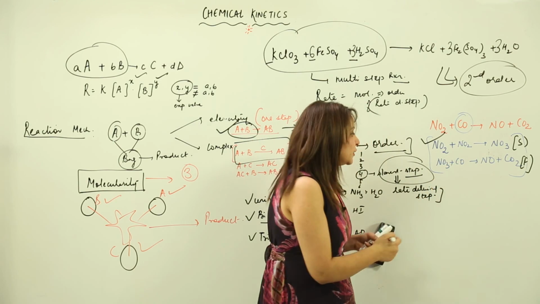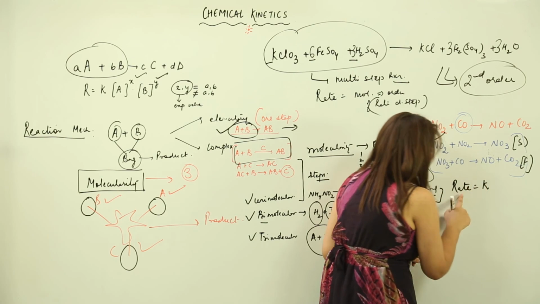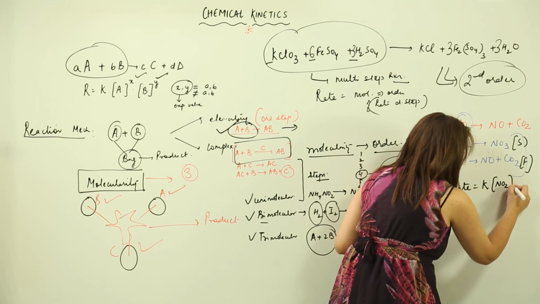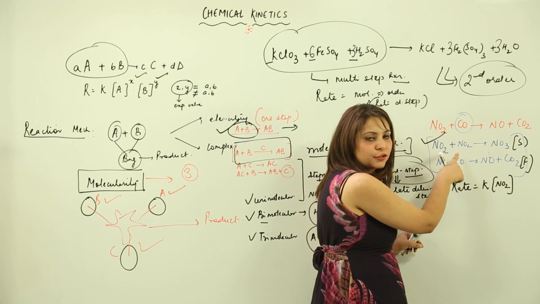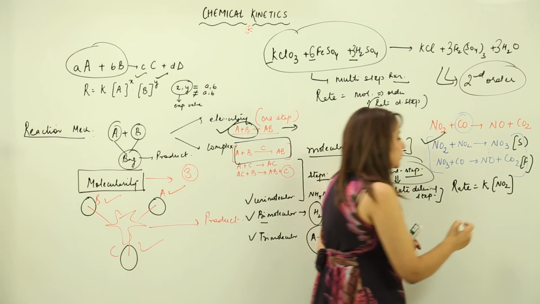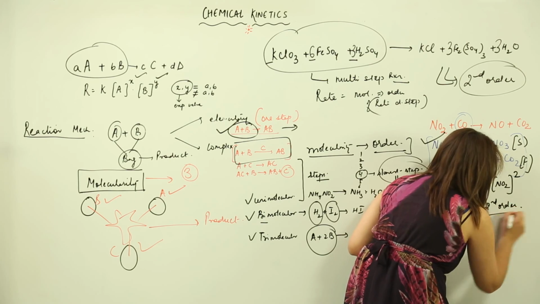So if I am going to write the rate, I will write it in this way: rate is equal to rate constant times the concentration of NO2 squared, because these are two reactant molecules, that means molecularity is 2, which will indicate the order for the reaction. So it is considered to be a second order reaction.